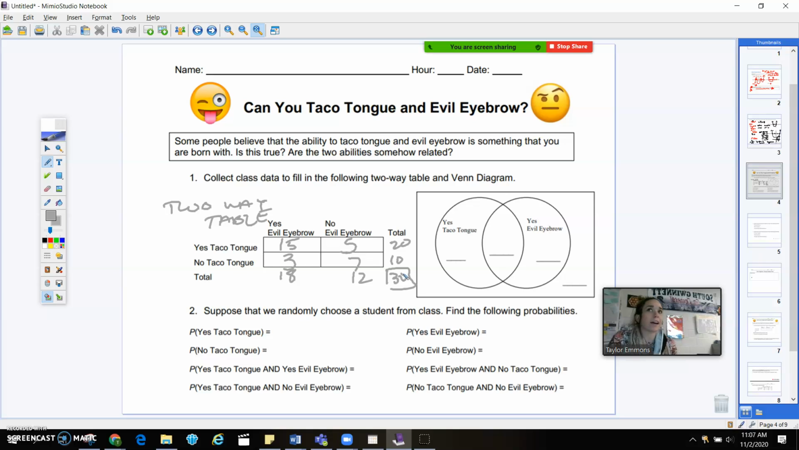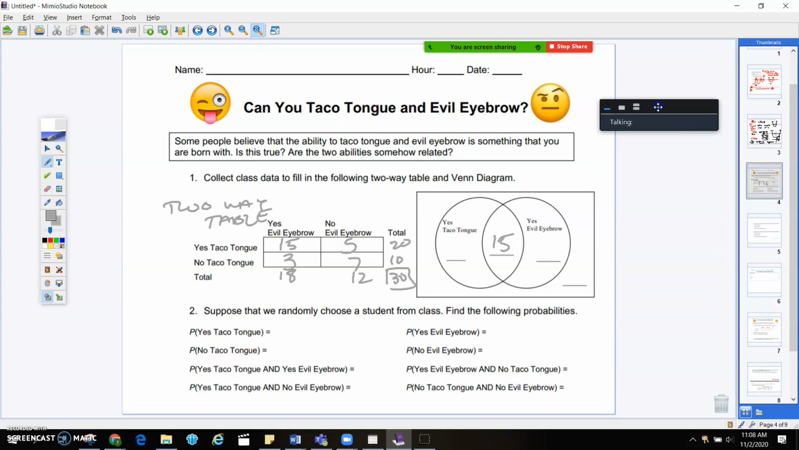If I'm going to do a Venn diagram, remember Venn diagrams are those two circles that overlap. The overlapping part is the something that they both have to share. So, for instance, the 15 is going to go in there. And then we have 5 who said yes, they can taco tongue. And then we've got 3 who said yes, they can evil eyebrow. And then we have 7 that can't do either. So they're outside of the circle, right?